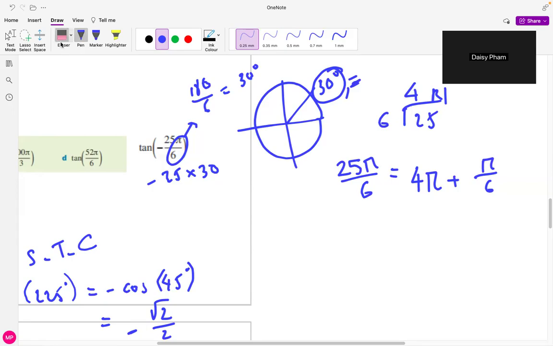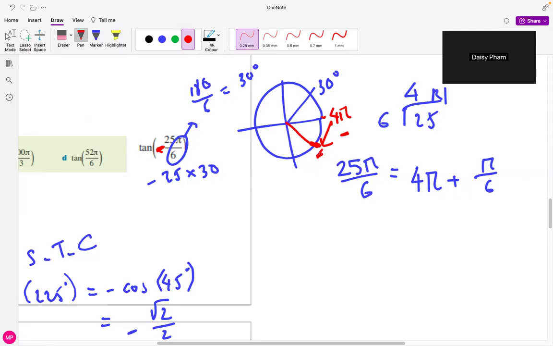Next, I should go the other way. Because the angle is negative, you need to go backward instead. So going negative, I go 1 pi, 2 pi, 3 pi, 4 pi. So up to here I have 4 pi, and I have to go another pi over 6, right? Because that's the remainder. So you end up here.